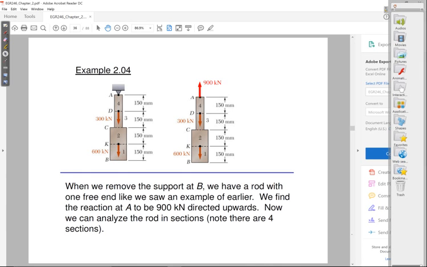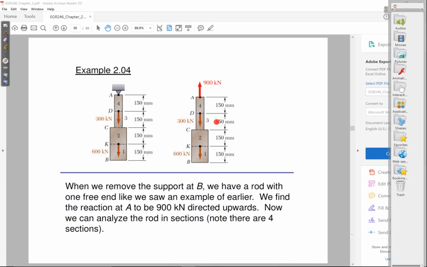Remember, this is a problem very similar to the one that we did a few slides ago. So how many segments is this? Well, remember, pick a reference. Let's pick A as our reference, and then I start going down. At point D, I encounter an external force. So from A to D is one segment, right?